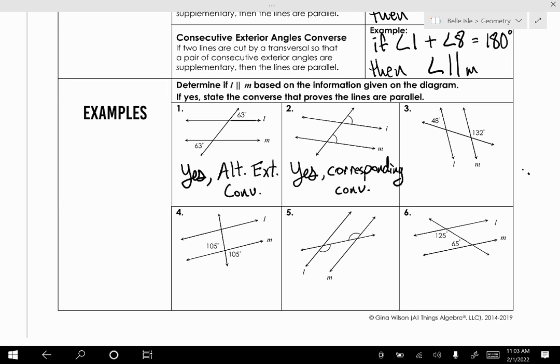Let's go ahead and please do 3 through 6 on your own, as best you can. These last 4, you'll have 2 yeses and 2 nos.